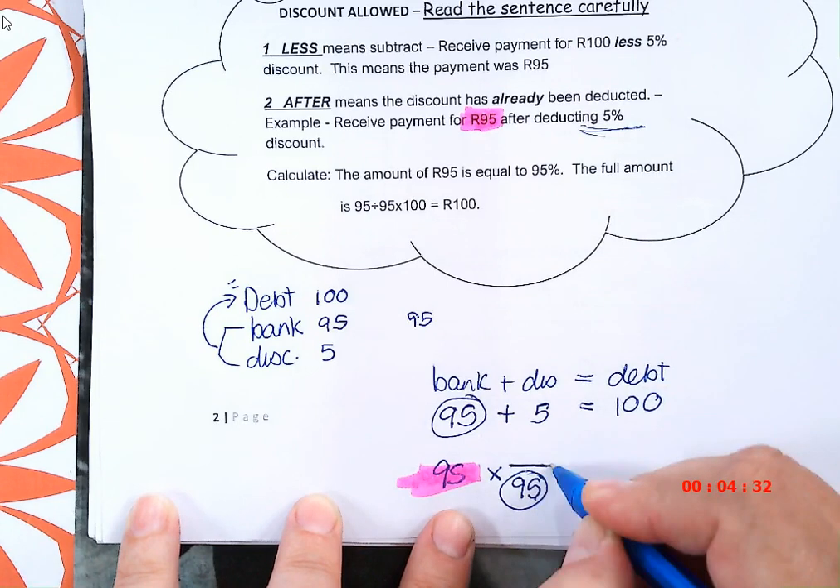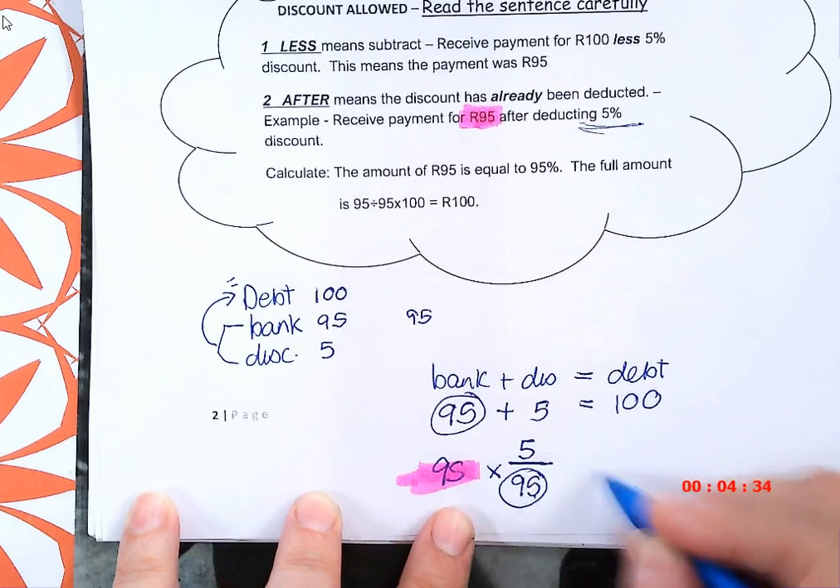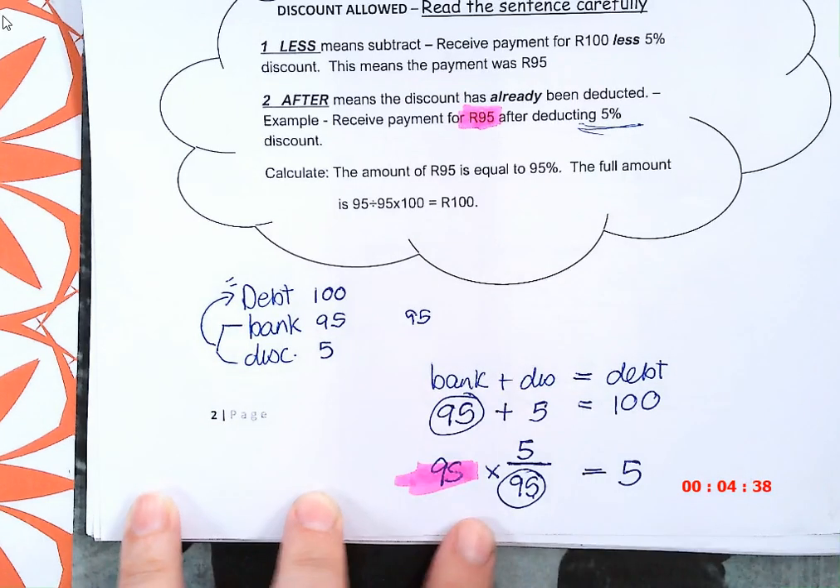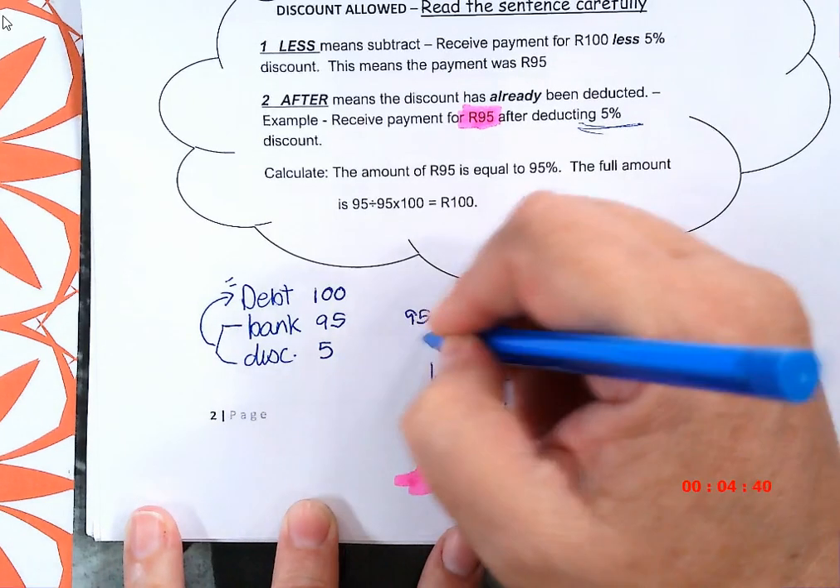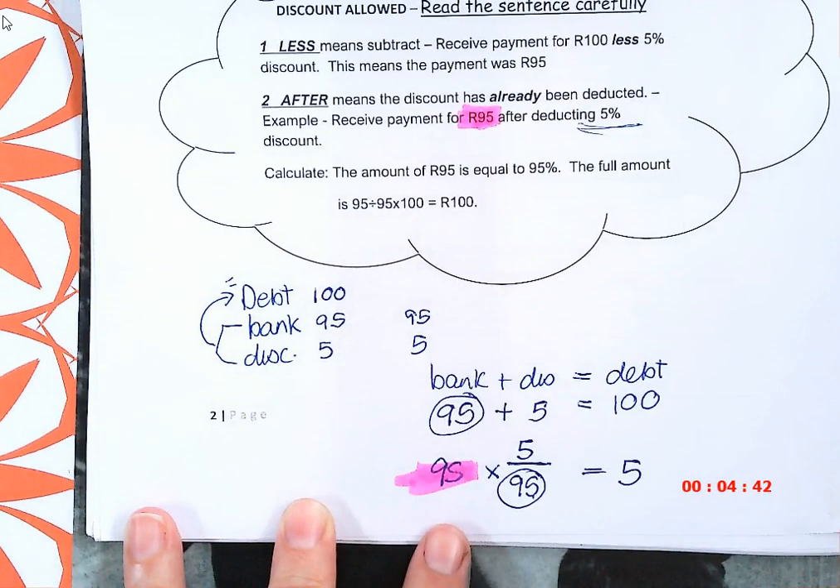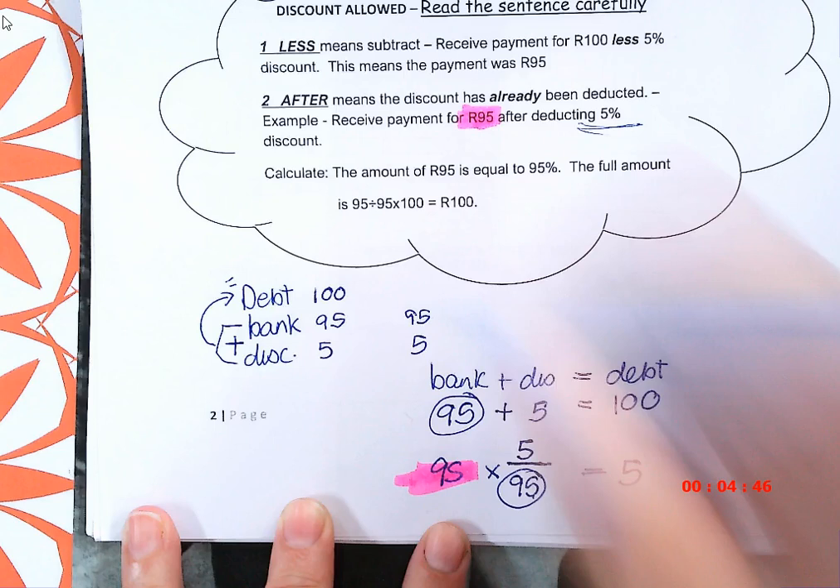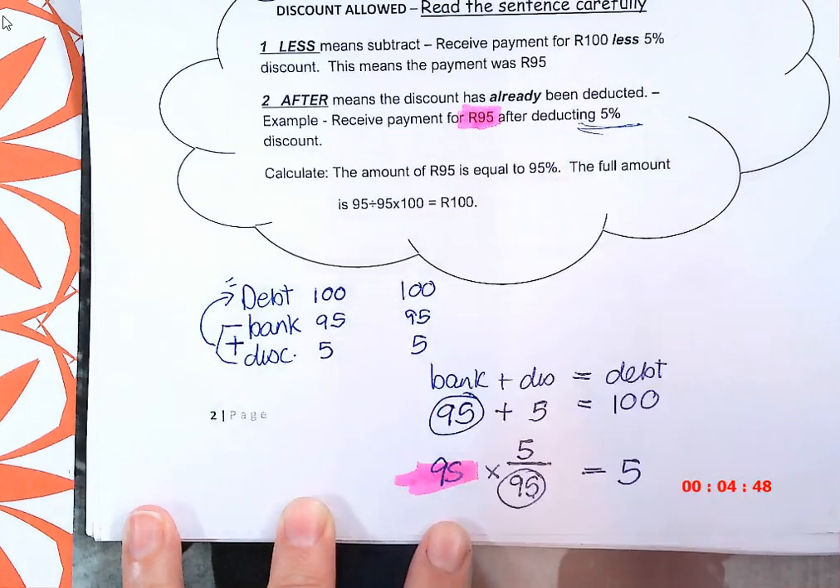I am looking for the discount. Can you see you're going to get 5 Rand? So it will work out the same. 5 Rand discount. And then I know the bank and the discount together gives me the debt. Right? You with me?